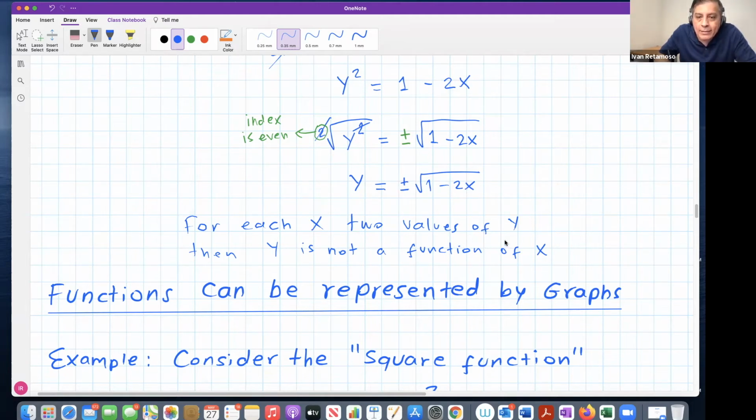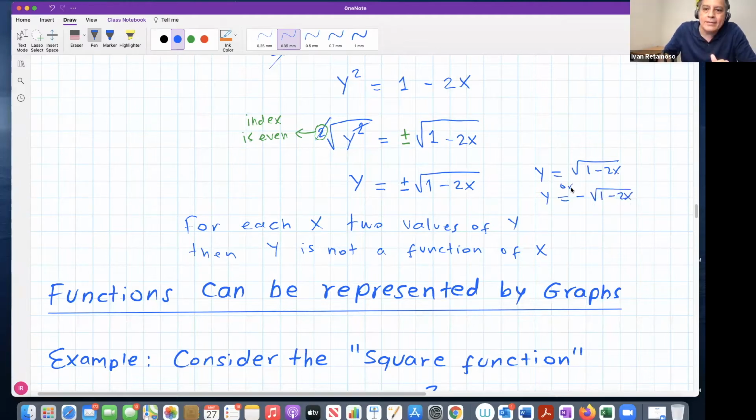So 2, right? So maybe this diagram will help. So this y is being associated to two different values, one positive, one negative, right? Or even if we go back to the example, this means y equal the square root of 1 minus 2x, but also y equal, or usually they put minus, right?